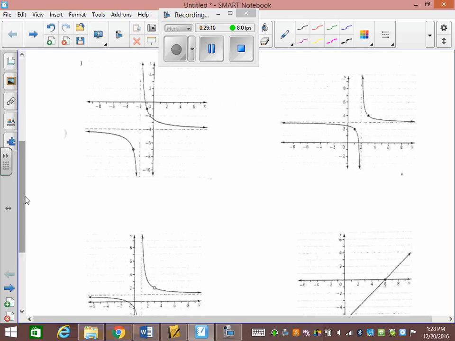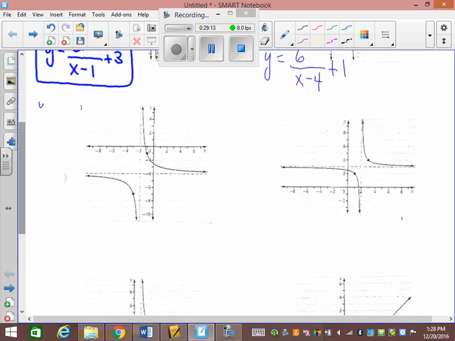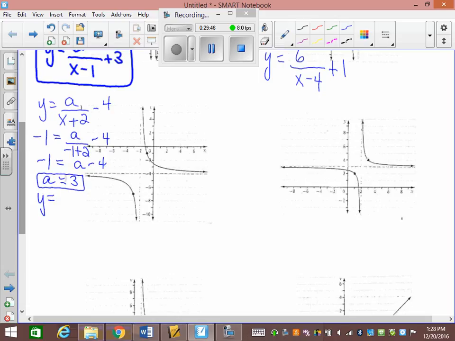Okay, the third one, I have y equals a over x. My x moved 2 to the left, so plus 2. 4 down, so minus 4. The point, is this -1, -1? I think so. -1 equals a over -1 plus 2 minus 4. -1 equals a over 1. I'm just going to write a. So a equals, add the 4, 3. So I'm going to get y equals 3 over x plus 2 minus 4.